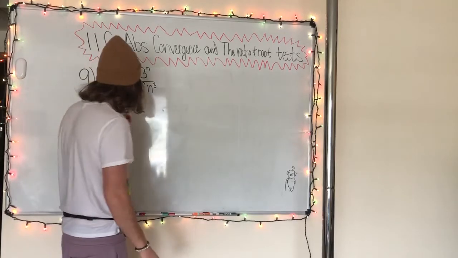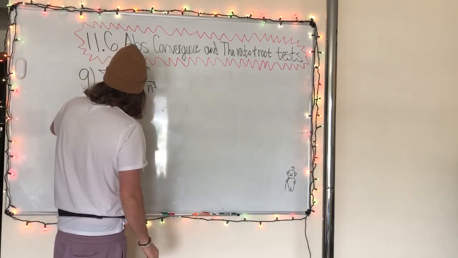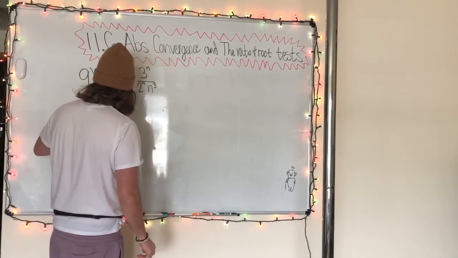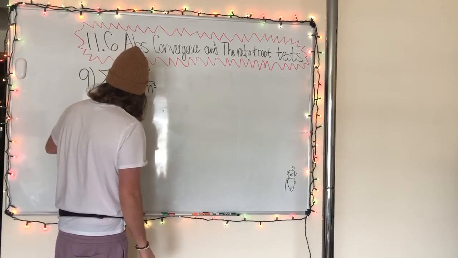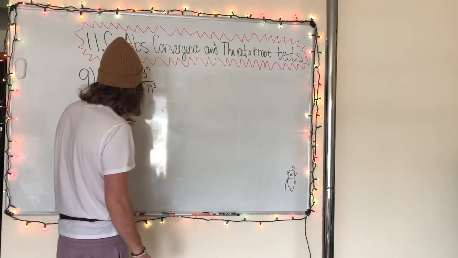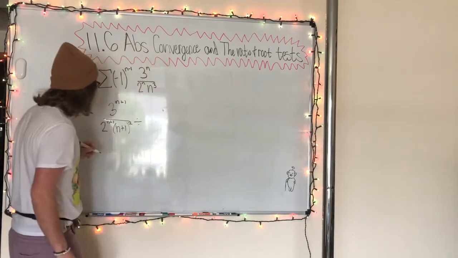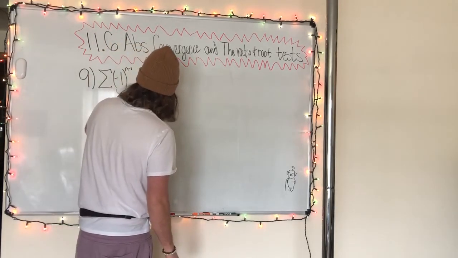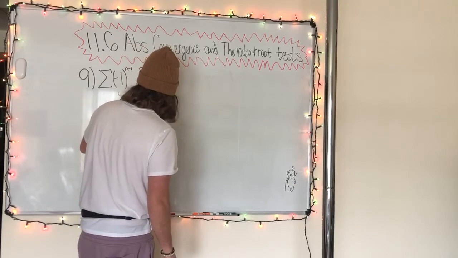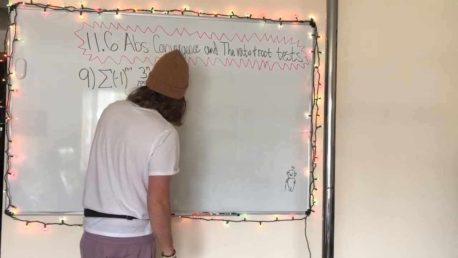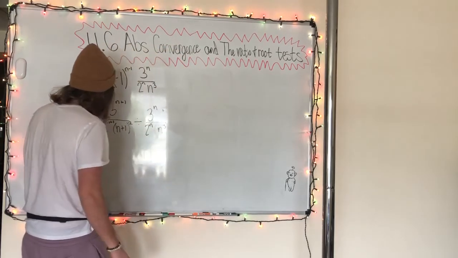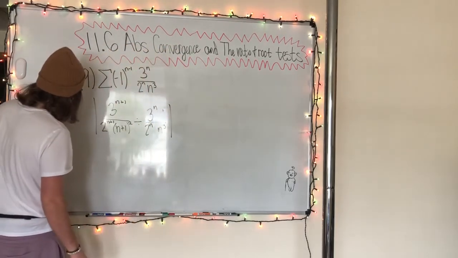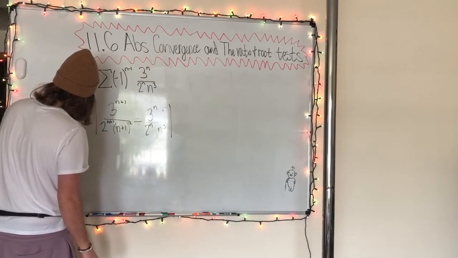So that's going to be 3 to the n plus 1 over 2 to the n plus 1 times n plus 1 cubed, and then that's going to be divided by 3 to the n over 2 to the n times n cubed. And so we look and we're like, okay, well this is all in absolute values. We take the limit as n approaches infinity.